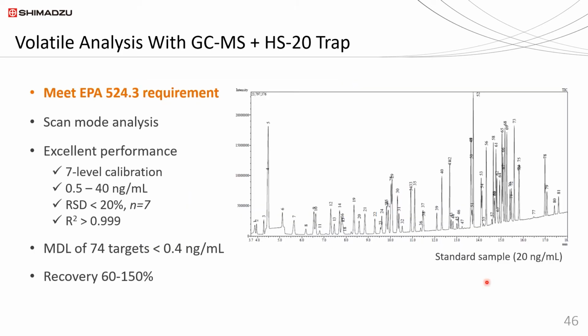When the HS20 trap is used, scan mode analysis suffices to meet all requirements of the EPA 524. All volatile compounds can be detected with excellent calibration linearity and with RSD of less than 20%. The method detection limit for 74 targets is less than 0.4 ppb, while the recovery is between 60 to 150%.